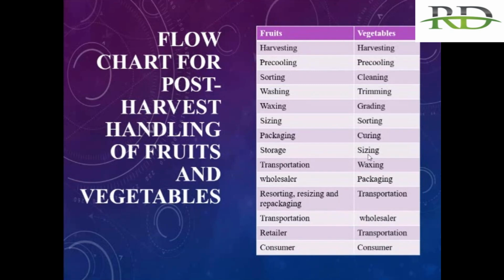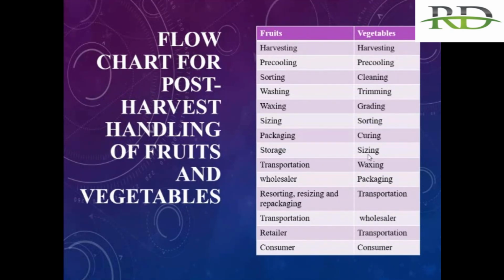After that, they have to go for sorting, washing, waxing, pricing, packaging, storage, and transportation to the particular area where the bulk has to be collected, and from there it has to be sold to the wholesaler. From the wholesaler, again resorting, resizing and repackaging is done, and from there it is transported to the retailer, and then from the retailer the consumer is getting that particular quality produce.